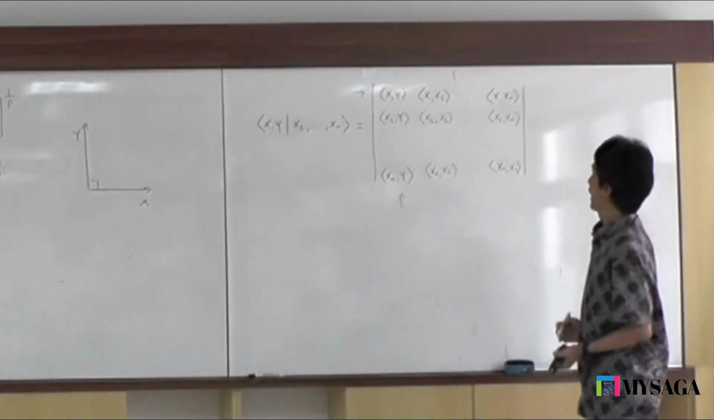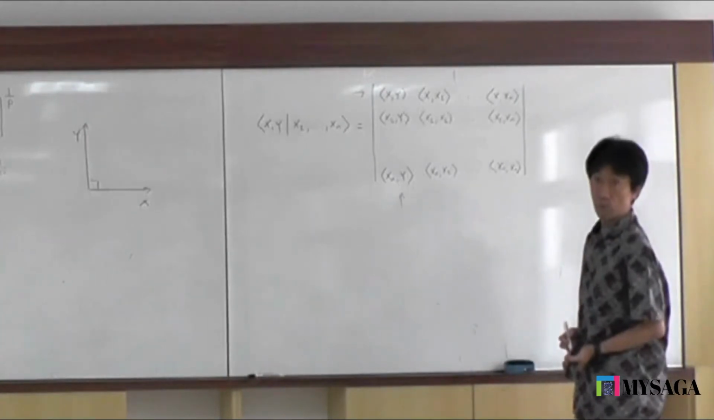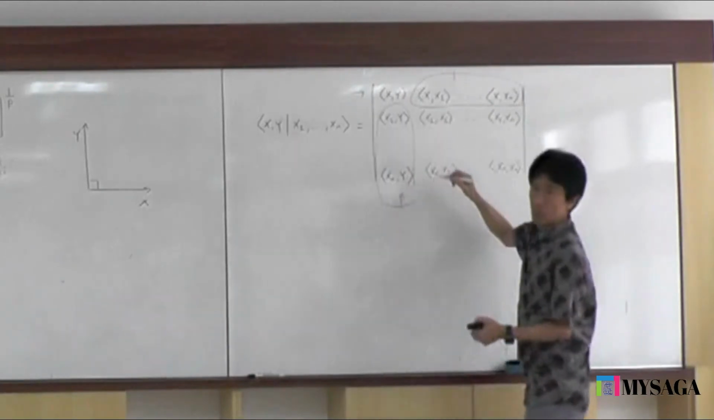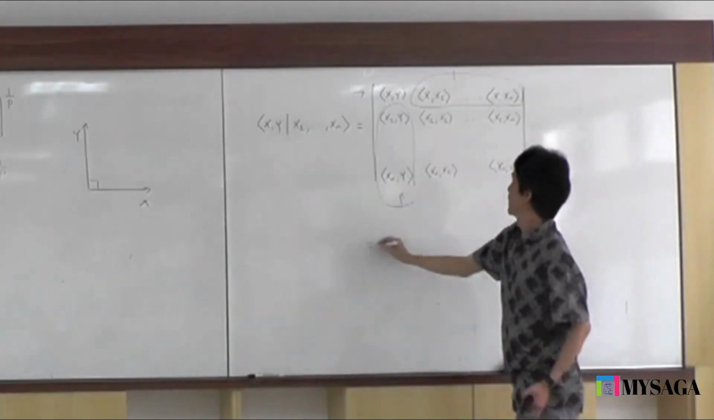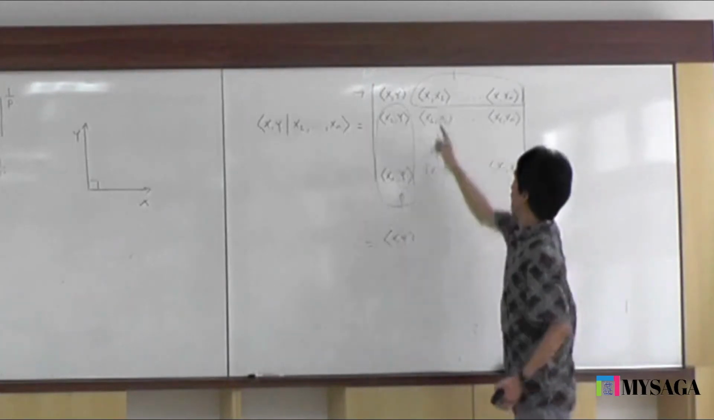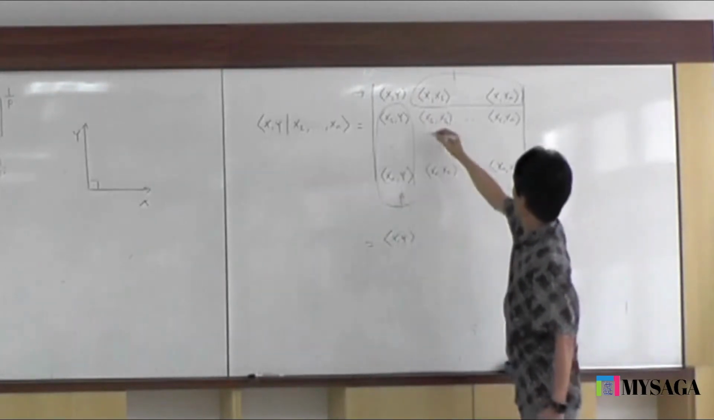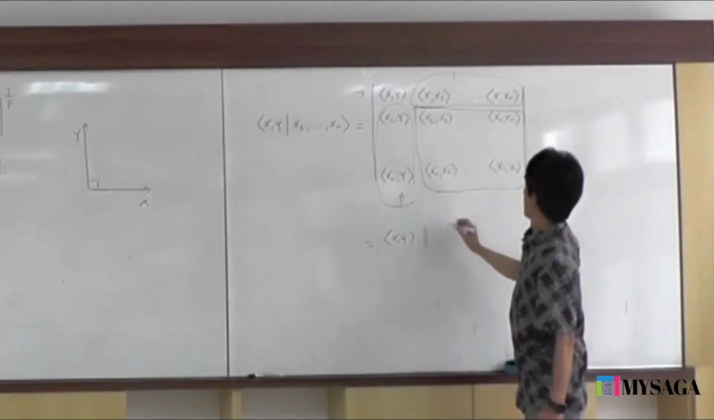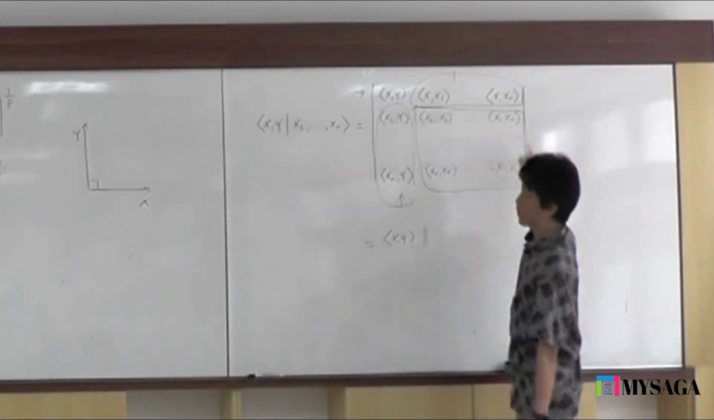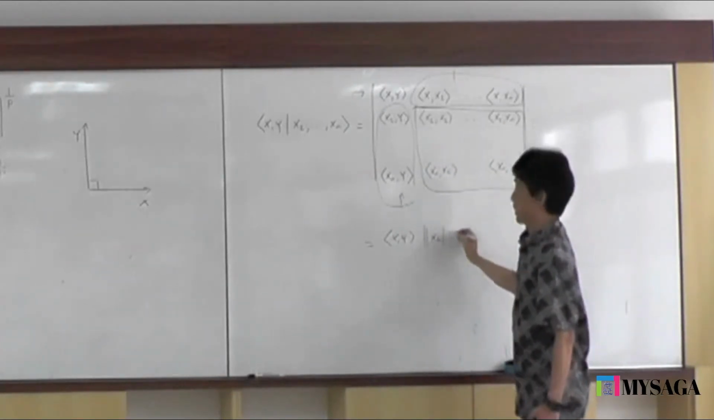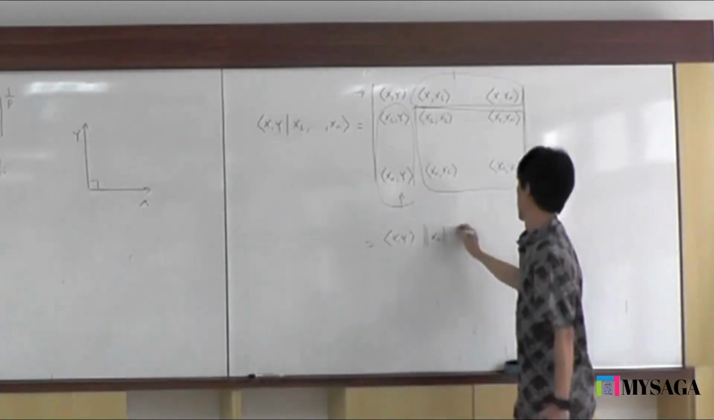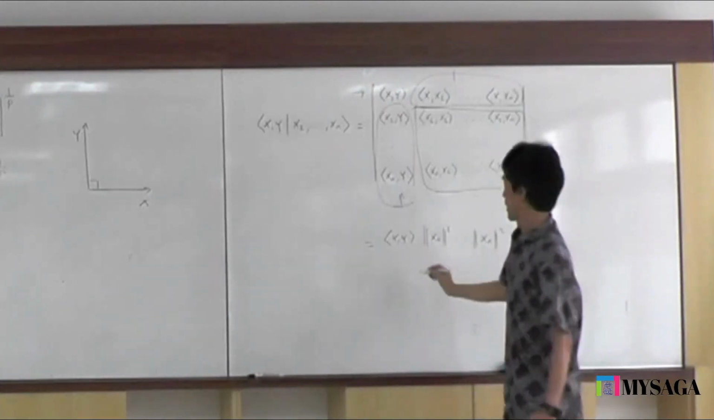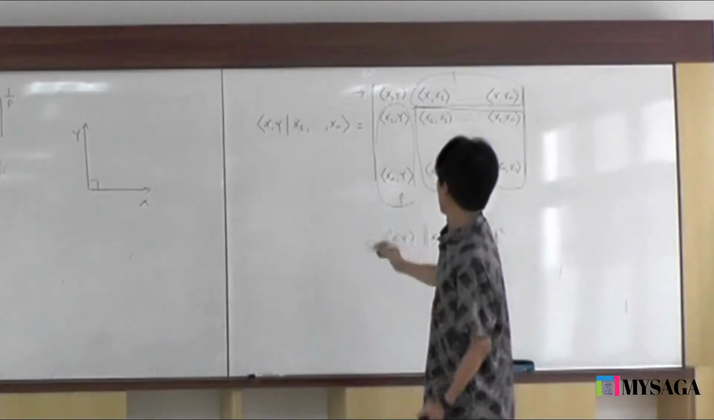So by choosing x2 up to xn orthogonal to x and y, these entries are 0 and these entries are 0 too. So the determinant is just the inner product of x and y times the determinant of the remaining block, which is the norm of x2 up to xn, but they are also orthonormal, so we know this is not zero.